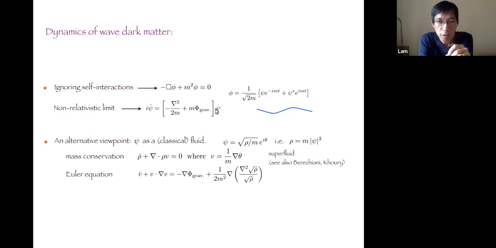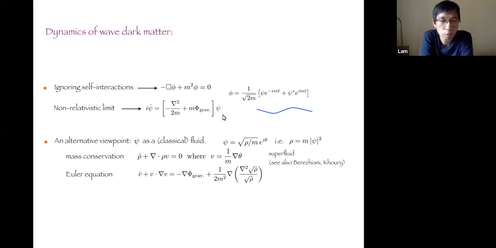Where psi now looks like basically the wave function that we are familiar with in quantum mechanics, that obeys the Schrödinger equation with a potential which is the gravitational potential. So I should have written down the other equation, which is Poisson's equation. The gravitational potential is sourced by density, and the density goes like psi squared. And this is basically the Schrödinger-Poisson system that Dima also described.